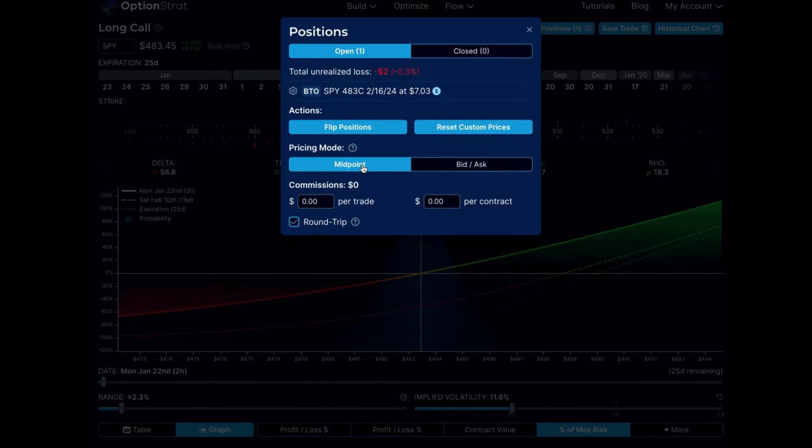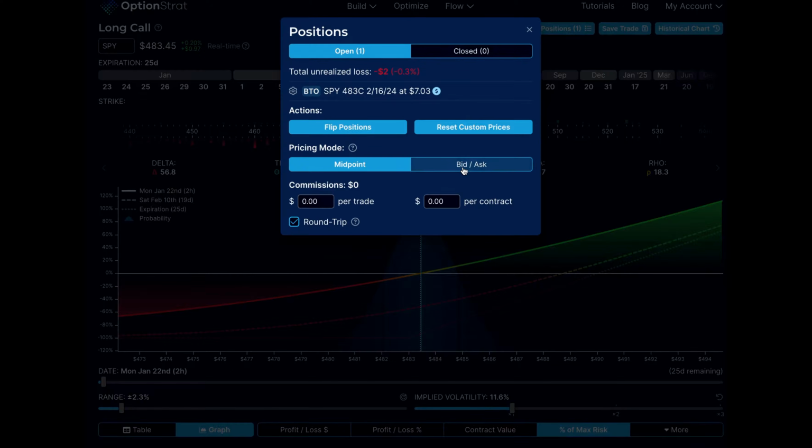Right now, this is valuing my trade based on the midpoint. In other words, when I had that bid-ask spread, it's assuming that the current value of my option is at that midpoint, which is why I'm showing a slight loss, because you can see this little dollar symbol here. That means that I entered a price here. I entered 7.03, and the mid is more like 7.01.